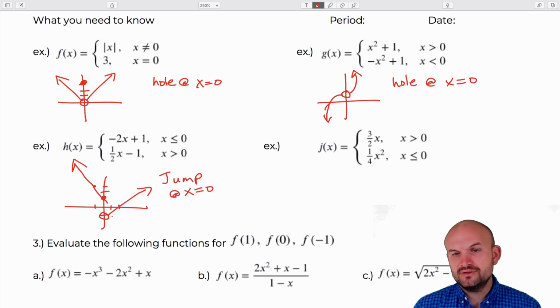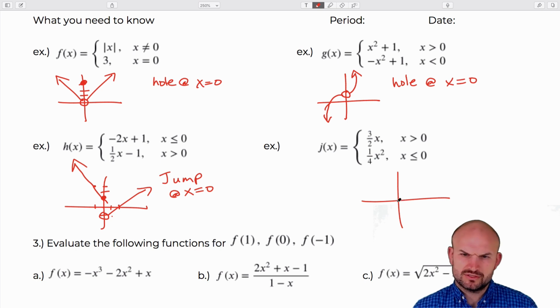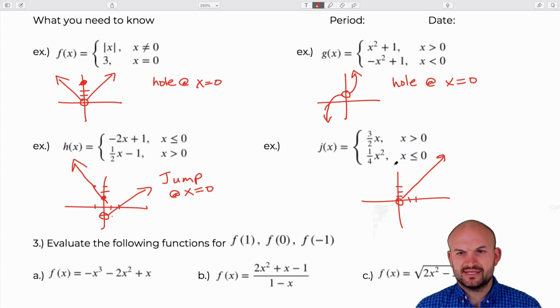And in this next example, you can have 3/2 x where x is greater than 0, and 1/4 x squared. So for the first piece, the y-intercept is at 0, and that's going to be an open circle. So 1, 2, 3 over 2, something like that. And this other one is going to be 1/4 x squared, but in this case, x is less than or equal to 0.